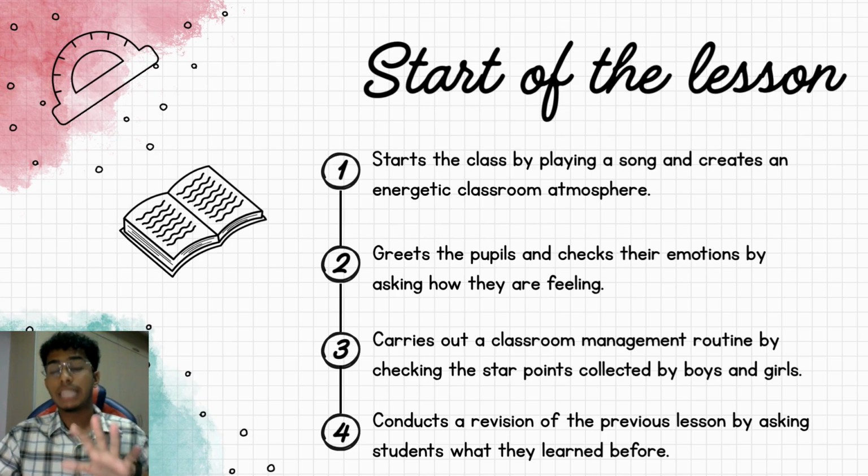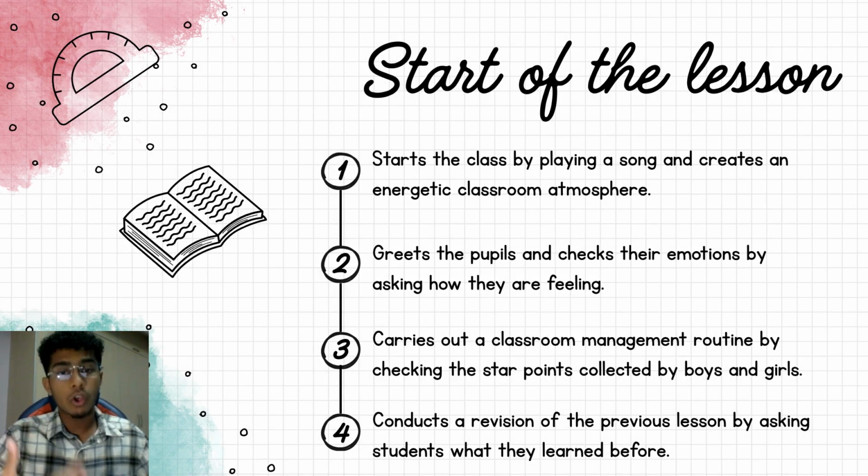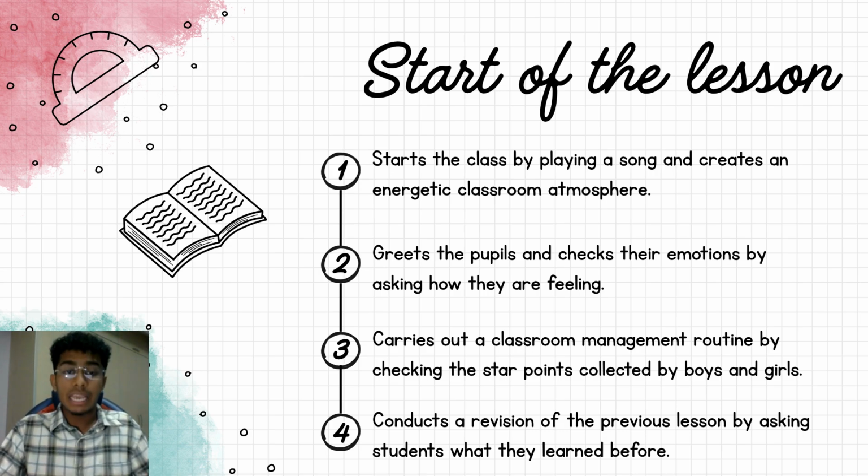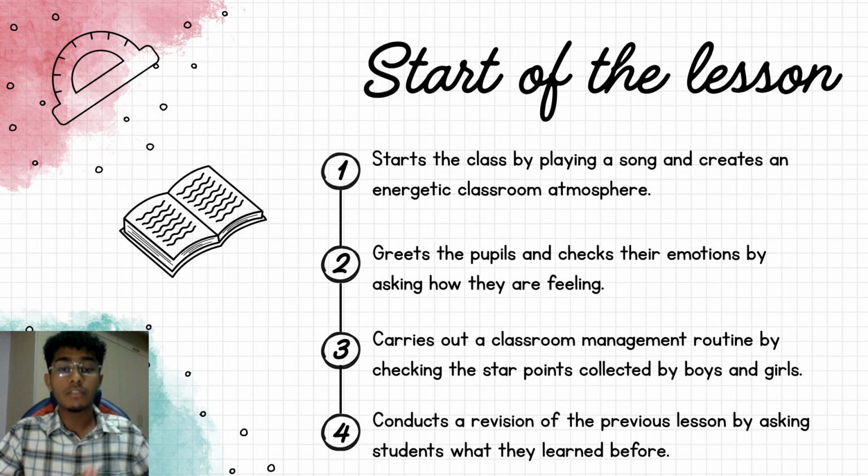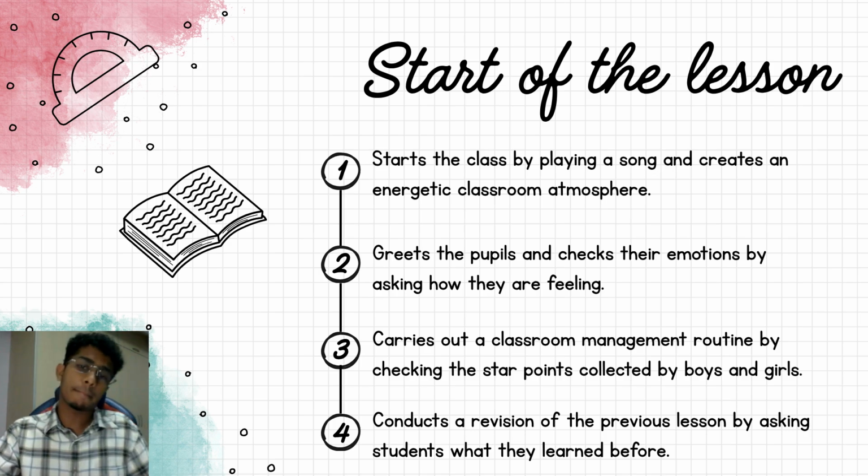Now, before he starts the lesson, Teacher Well plays a song and creates an energetic classroom atmosphere. Then he greets the pupils and checks their emotions by asking how they are feeling, how's the weather, and so on. Next, he carries out a classroom management routine by checking the star points collected by boys and girls. Last but not least, he conducts a revision of the previous lesson, which is really important, by asking students what they have learned before. So the previous topic was about just be yourself. So students remember what they have learned previously and they are ready to move on to the next topic.